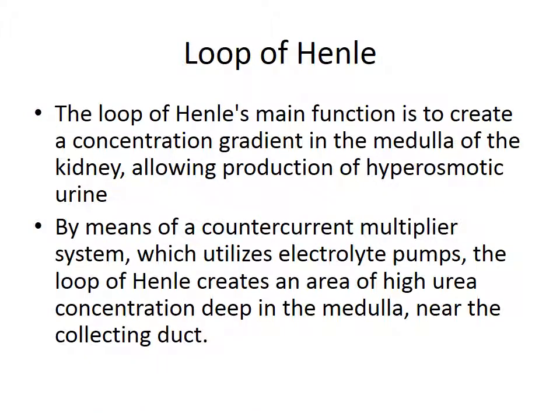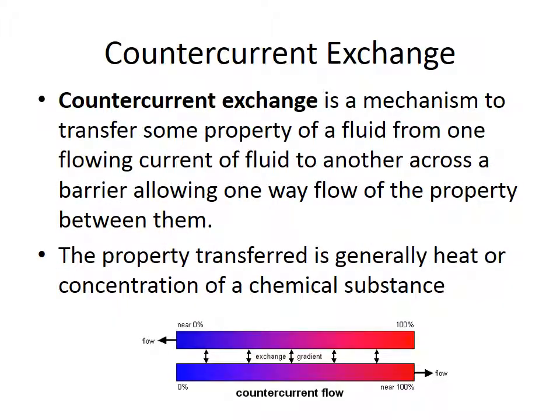The loop of Henle's main function, why do we have a loop? It is to create a concentration gradient in the medulla of the kidney, allowing production of hyperosmotic urine. By means of a countercurrent multiplier system, which utilizes electrolyte pumps, the loop of Henle creates an area of high urea concentration deep in the medulla near the collecting duct.